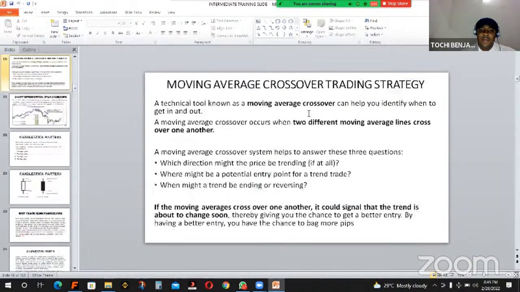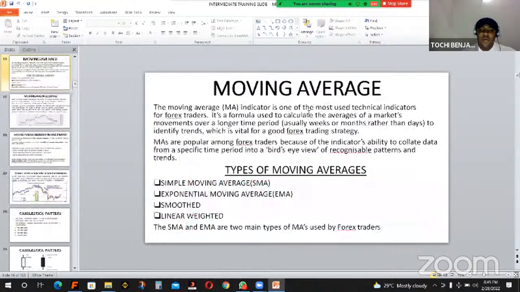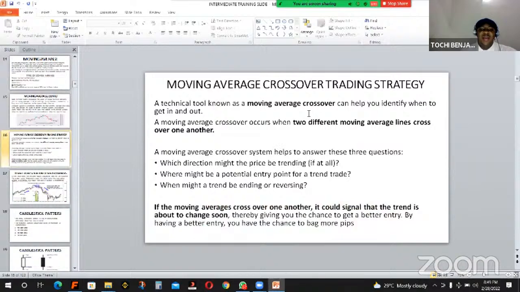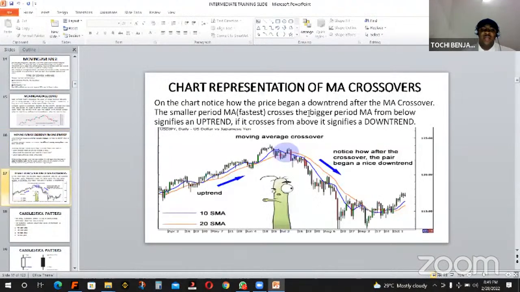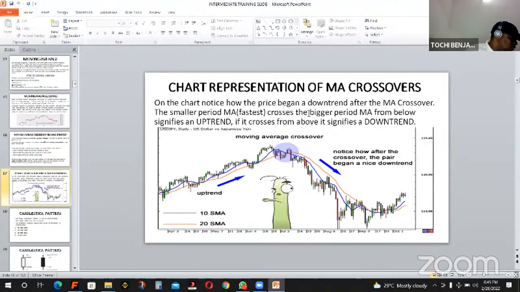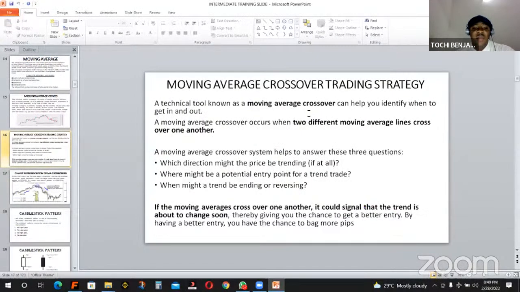Okay. Now, this is a moving average. What we have on that slide is the moving average crossover trading strategy. We'll come to that. This is the chart representation of a moving average crossover. When you see moving average, you are using one moving average in your trade.